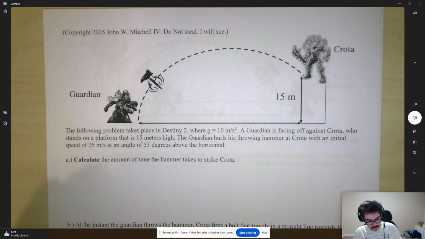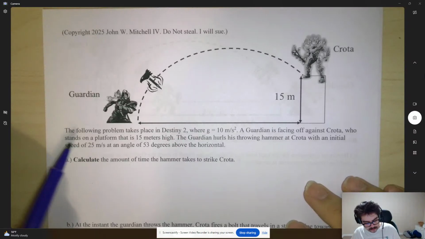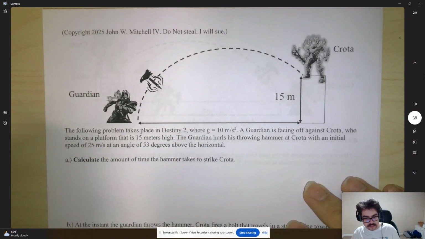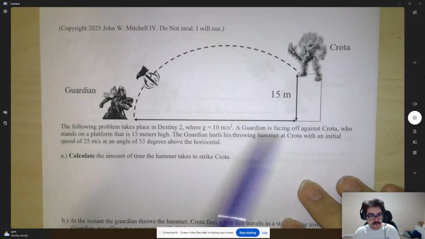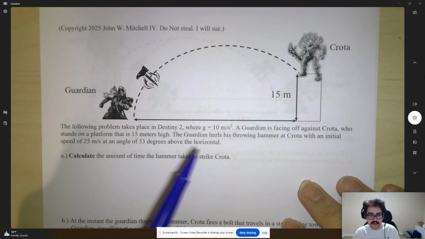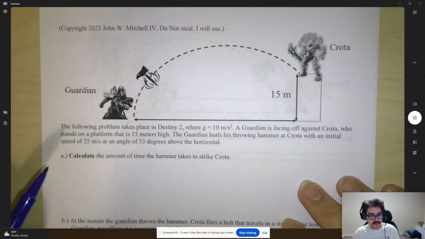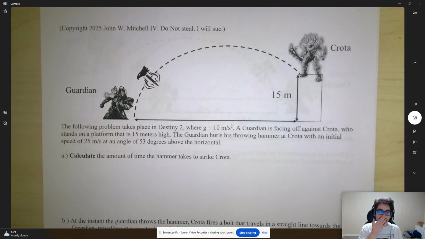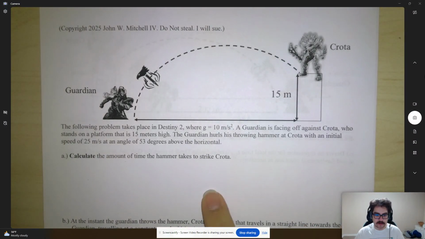Okay, let's look at this first problem. The problem says: the following problem takes place in Destiny 2, where g is equal to 10 meters per second squared. A Guardian is facing off against Crota, who stands on a platform that is 15 meters high. The Guardian hurls his throwing hammer at Crota with an initial speed of 25 meters per second and an angle of 53 degrees above the horizontal. Calculate the amount of time the hammer takes to strike Crota, as part A.